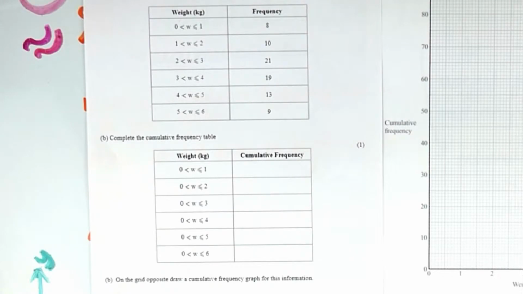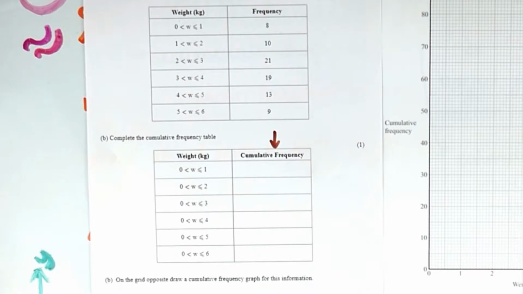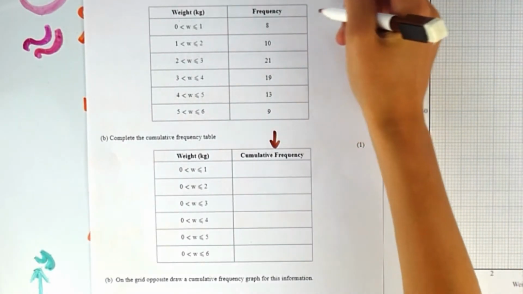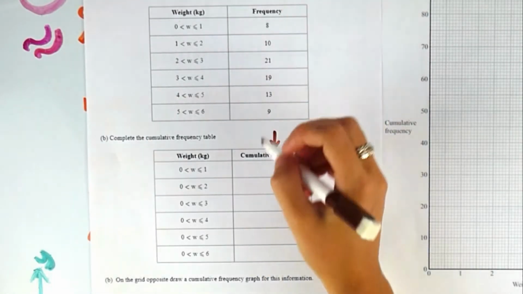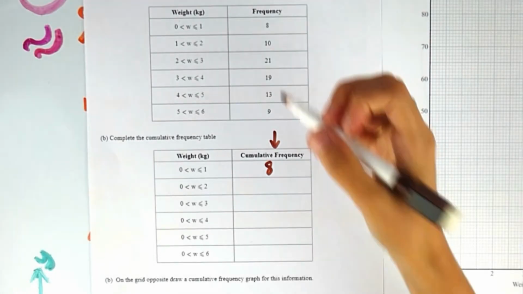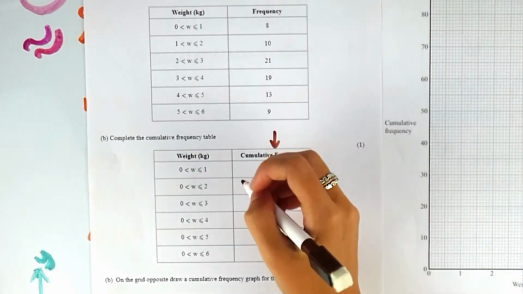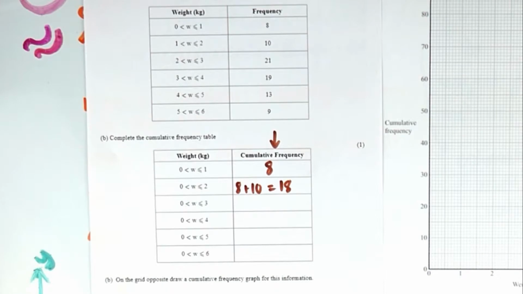Step 1 was add a cumulative frequency column. If it didn't ask you to do it the way it has here, you would add a column and call it cumulative frequency and then do what we do here. Cumulative frequency means you keep adding things, you accumulate things. So the first frequency we have is 8. The second frequency is 10, but you've already got 8, and we keep adding, so you do 8 plus 10. That is 18, so the cumulative frequency for that one is 18.